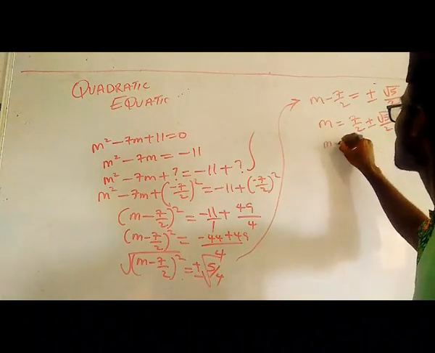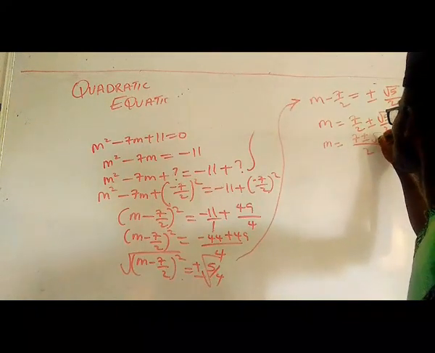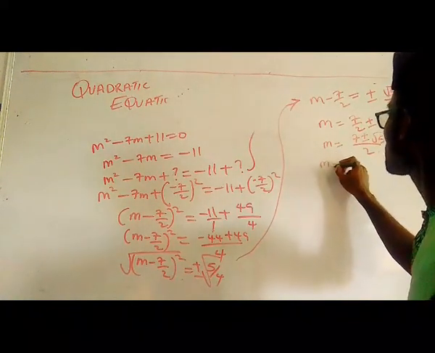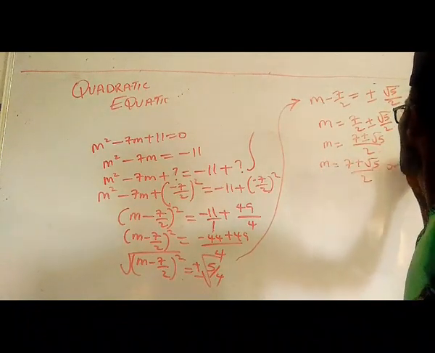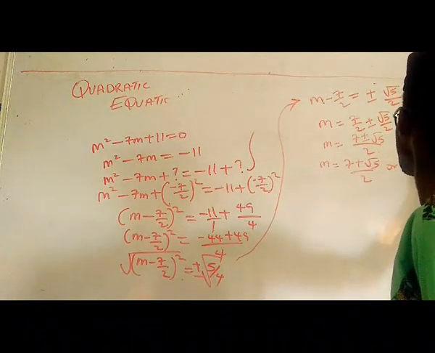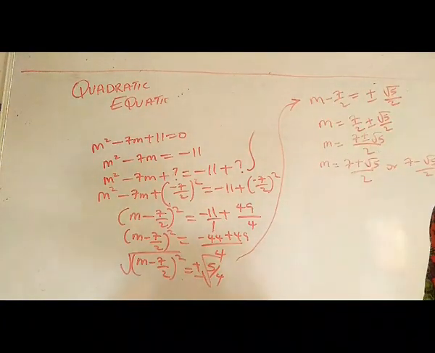So this is m equals 7 plus or minus root 5, all over 2. So what this means is 7 plus root 5 all over 2 or 7 minus root 5 all over 2. Once you press this on your calculator, you are going to get the final answer.